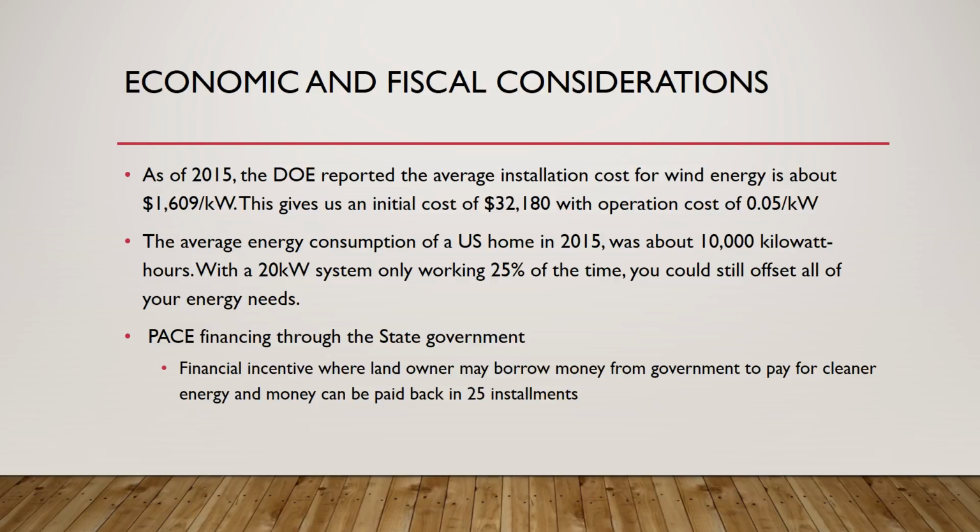I'll discuss that in a second here, but the average energy consumption of a U.S. home in 2015 was around 10,000 kilowatt hours, with a 20 kilowatt system only working 25% of the time. So I went ahead and used 25% because 100% of the time is pretty much impossible. And worst case scenario, which I put here as 25%, you could still offset all of your energy needs.